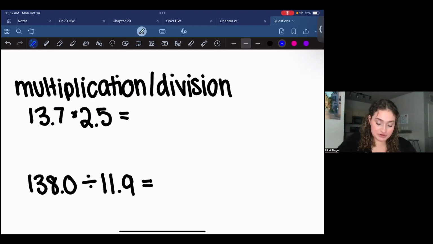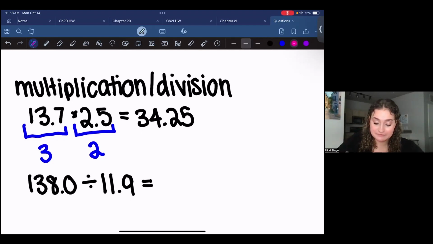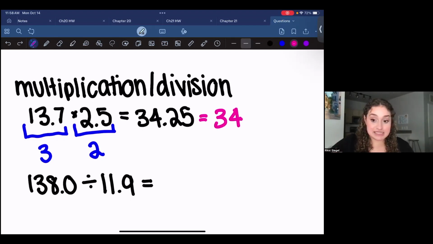In this first example, 13.7 is 3 significant figures. 2.5 is 2 significant figures. This means that our answer has to have 2 sig figs. When you plug this into a calculator, you are going to get 34.25. However, our answer is just 34. This is because our answer has to have the same number of sig figs as the least amount that we were working with before. So our answer must be only 2 sig figs.